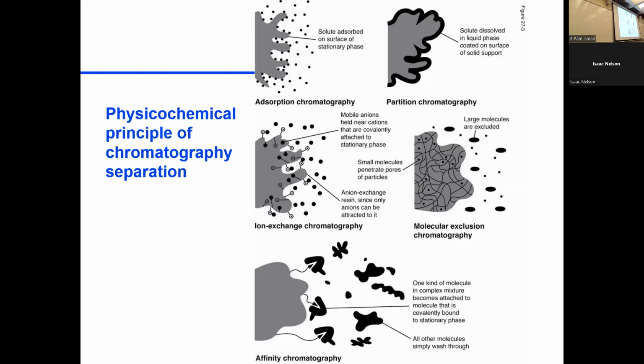Then we're going to start talking about the different physical and chemical principles behind these modes of separation. One thing I want you to remember is that ion exchange and affinity chromatography are part of adsorption chromatography. There is also hydrophobic interaction chromatography, which is not depicted here in the picture, and is also part of adsorption.